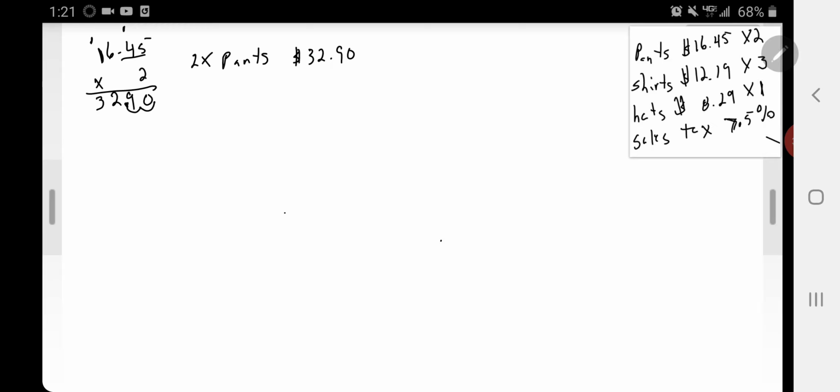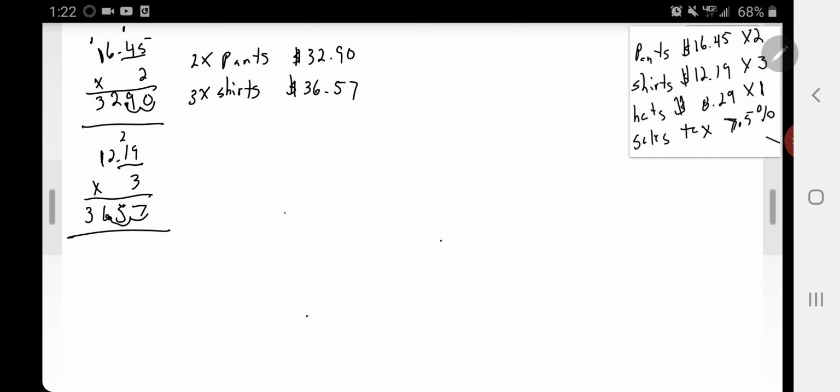Next one is shirts. So we got $12.19 times 3 for 3 shirts. 9 times 3, or 3 times 9 is 27. 3 times 1 is 3, plus 2 is 5. 3 times 2 is 6. And 3 times 1 is 3. Once again, just 2 decimal places, so 1, 2. So for 3 shirts, we will be paying $36.57.